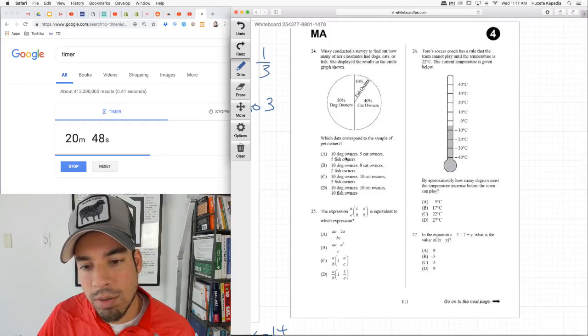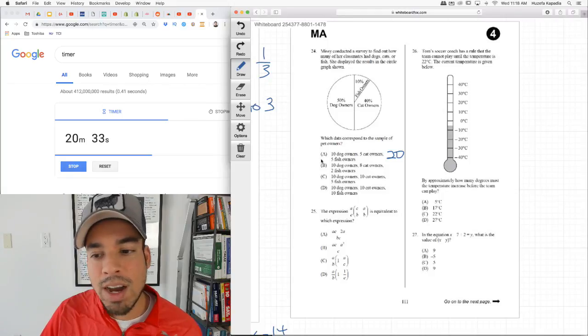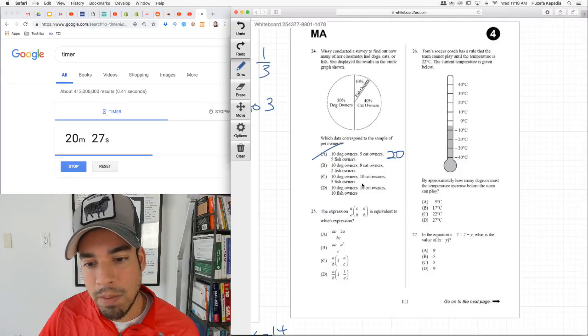Okay, so check it out. Here's how we can pretty quickly dismiss this. The total is 20 for these. 10 out of 20 is 50%, so the dog owners works. Cat is 5 out of 20. That's not 40%. 5 out of 20 is 25% or 1/4. So that's wrong. And this is wrong too. Look, it's showing that the fish and the cat are the same. They're not the same, right? So we can easily dismiss that.